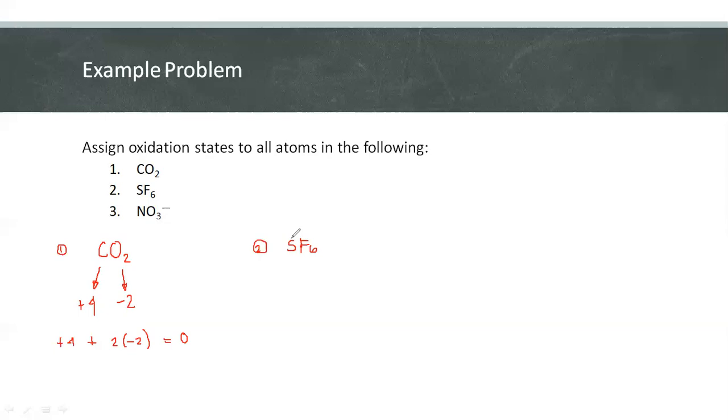Okay, since we have a rule for fluorine, let's first assign its oxidation state, which is -1 for each atom of fluorine. The sulfur must then be assigned an oxidation state of +6, to balance the oxidation state. If you add the oxidation state of sulfur to the oxidation state of fluorine, which has 6 atoms, we're going to have 0. So the oxidation state for sulfur is +6, and for fluorine is -1.